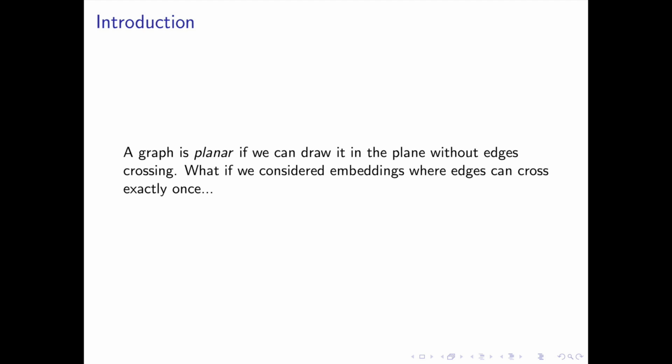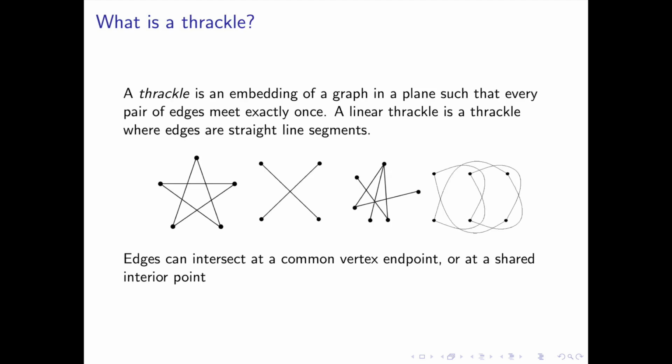We spent a lot of time in class talking about planar graphs. As a reminder, a planar graph is one we can draw on the plane without any edges crossing. What if we consider graphs where edges can cross exactly once? There's a term for this kind of graph, a thrackle. Thrackles are embeddings of graphs in the plane such that every pair of edges meets exactly once.